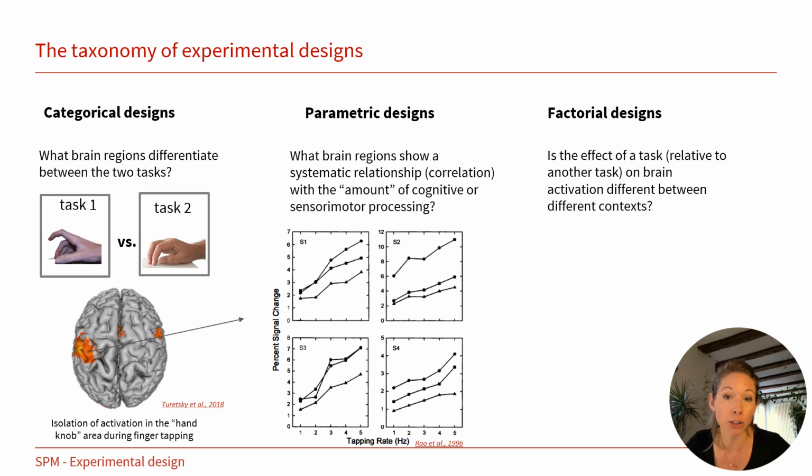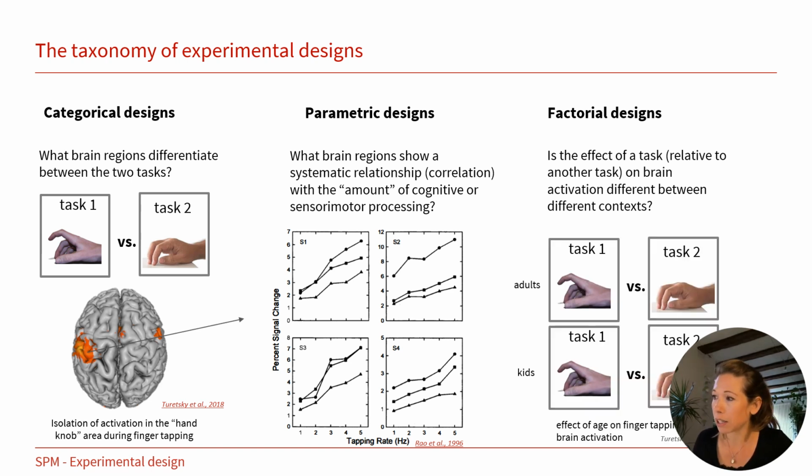And finally, factorial designs are the most flexible designs. Here you can test for interaction effects, which is nothing else than testing whether the effect of a specific task changes as a function of context, whether, for instance, a specific context leads to a stronger or a less strong effect, or to the activation in different parts of the brain.